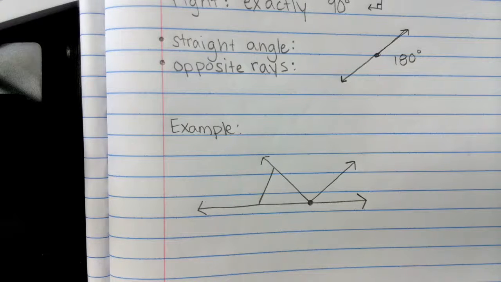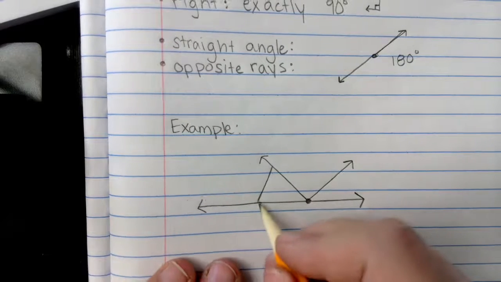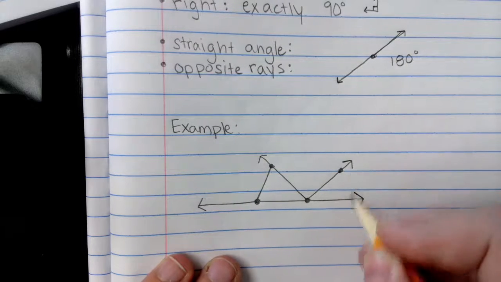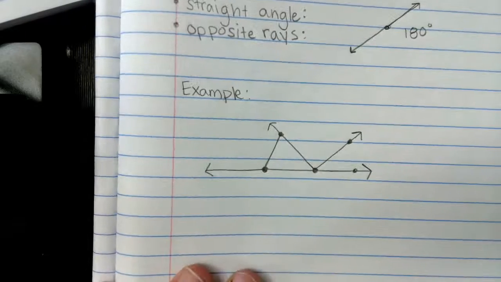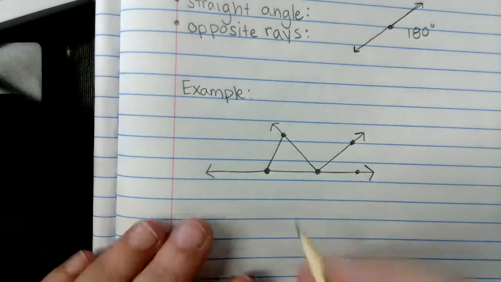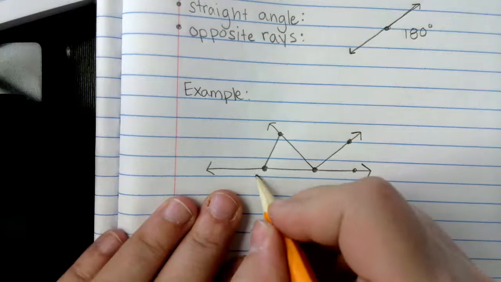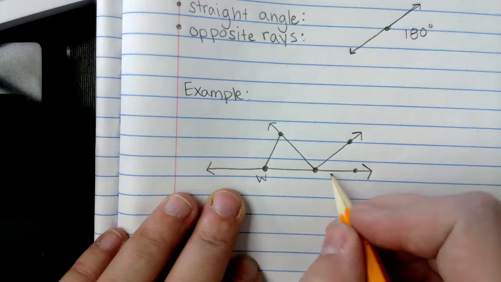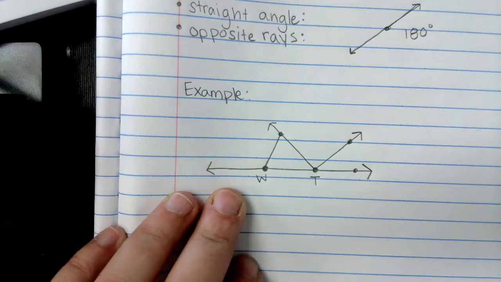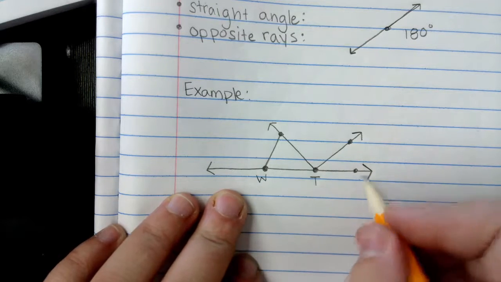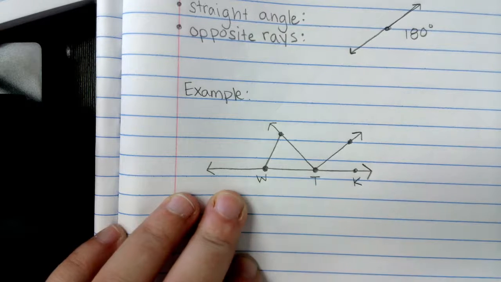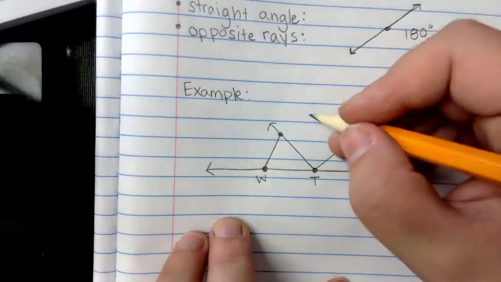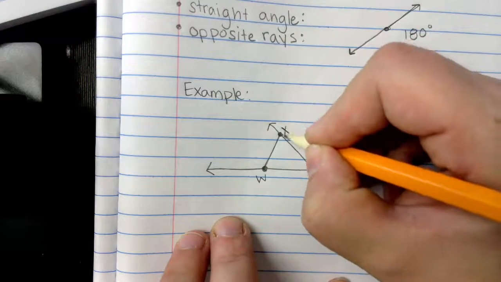Do you guys all get it? Okay, now we're going to label our points. So we have a point here, here, here, and here. This point on the line, the first one we see is W. The middle point on that same line is T. And then the last point is K. These points up here are going to be X and M.